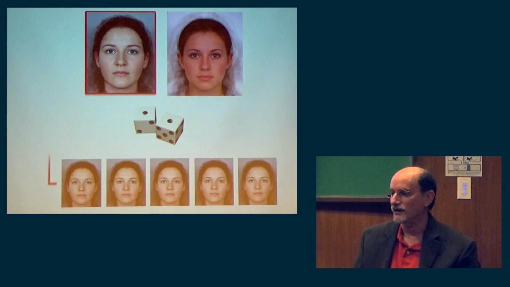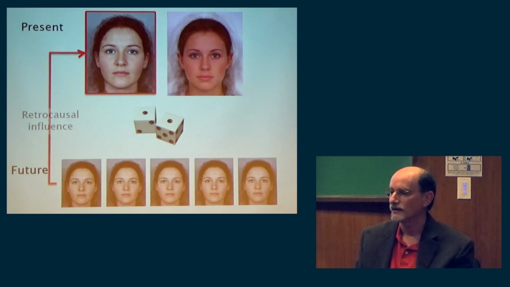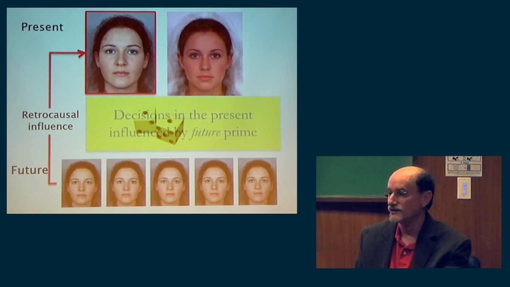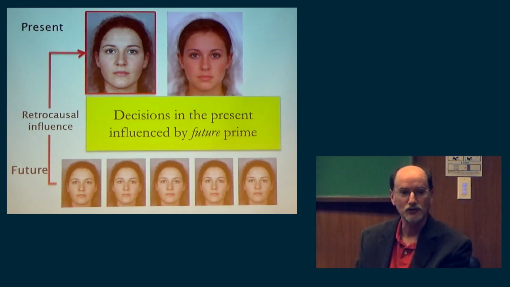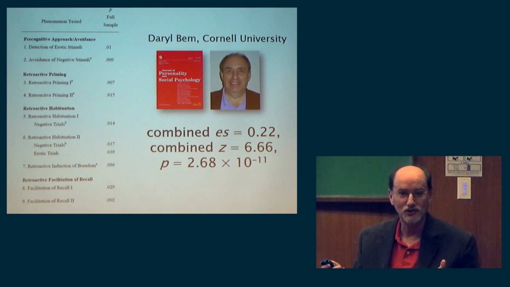If there's precognition going on, then your future prime will influence your decision in the present. So this is a complete reversal of the usual mere exposure effect. It's a backwards in time effect, a retrocausal influence. In this case, decisions in the present are influenced by a future prime. And there are lots of variations on this. A colleague at Cornell University named Daryl Bem did nine experiments of this type using standard experiments reversed in time. Overall he got a whoppingly significant result, probability of 10 to the minus 11, published it in a high-tier social psychology journal, and it upset a lot of people.